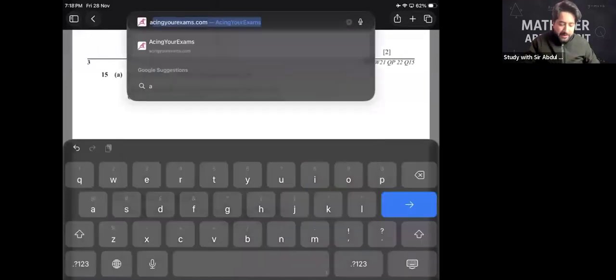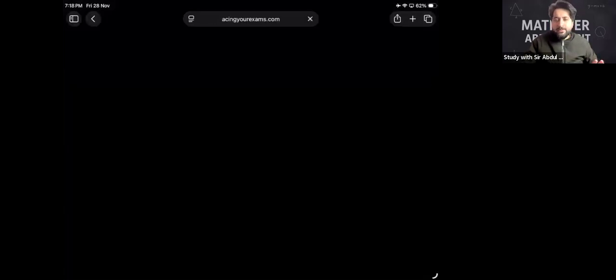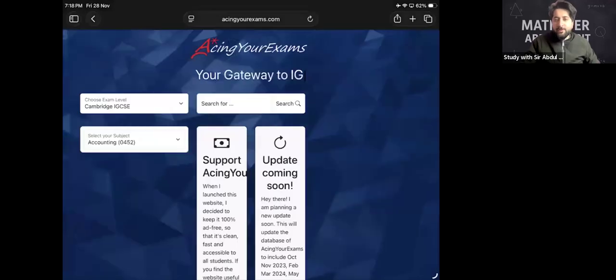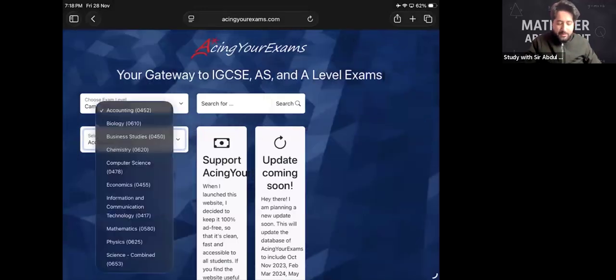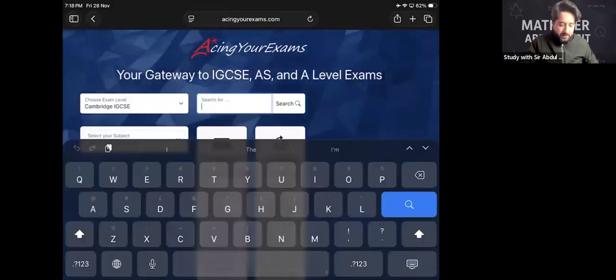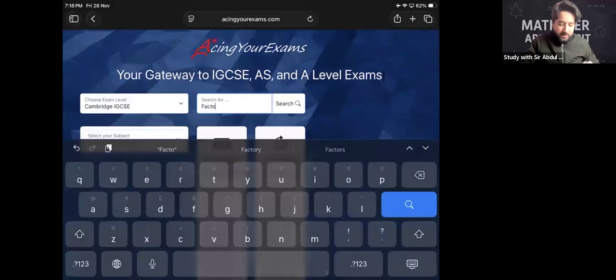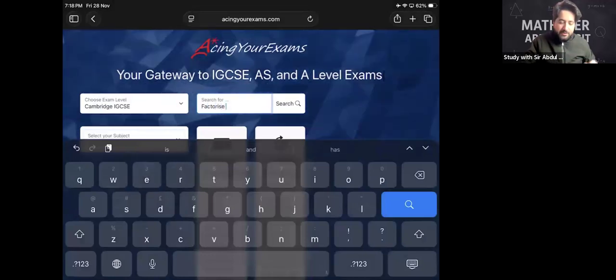So just write acing your exams. Okay, I wrote acing your exams here. Now just see it's Cambridge IGCSE by default selected. I'm just changing it to mathematics and I'm just writing here the word factorize. Okay, nothing more than that. And let me search it.